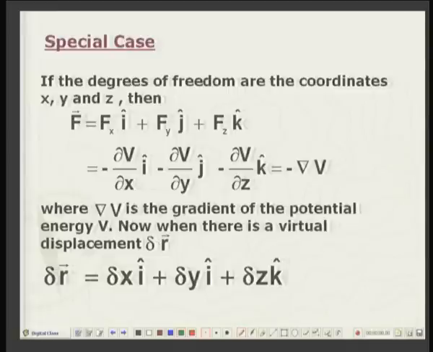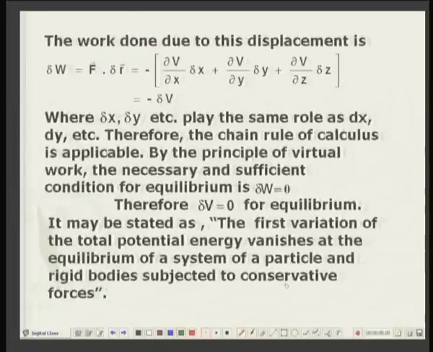And if I have a virtual displacement del R vector, which is given as del x i plus del y j plus del z k, then taking the dot product of the force with the virtual displacement, I will get the virtual work. Del W is equal to the dot product of F with del R, and if you carry out this dot product, then dV by dx into del x plus dV by dy into del y plus dV by dz into del z is exactly nothing but minus del V, that is the variation, the virtual difference between the two positions of the potential energy.